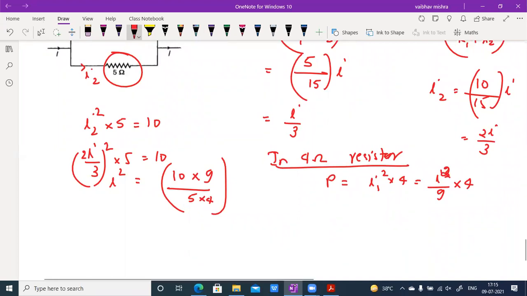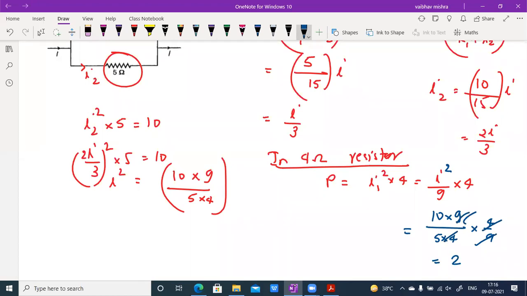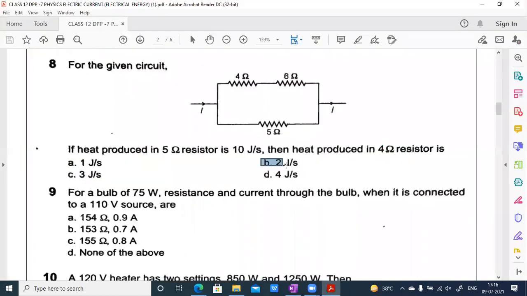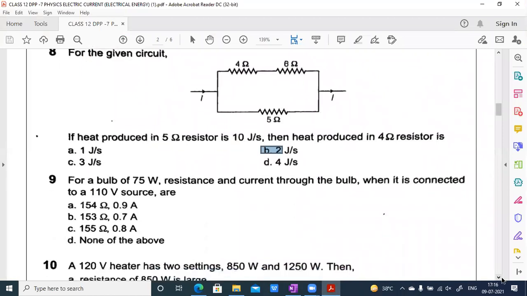I square by 3, I square we can substitute from this information: 10 into 9 by 5 into 4 into 4 by 9. 9 gone, 4 gone, that is 2 joule per second. This will be 2 joule per second.